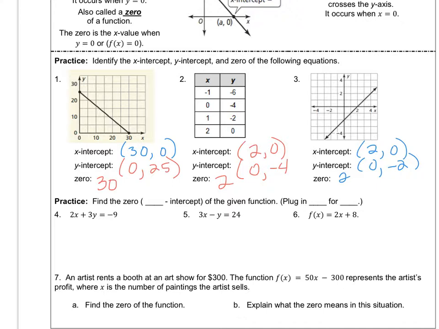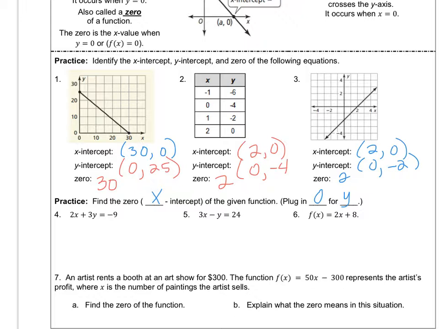Now on 4, 5, and 6, they want us to find the 0 of the function, and we know that the 0 is the x-intercept. So if we're finding the x-intercept, we're finding the value for x, so we're going to plug in a 0 for our y. So in each one of these equations, we're going to find the x-intercept by plugging in a 0 for y. So we'll do number 4 together, and then I'm going to have you do 5 and 6 on your own.